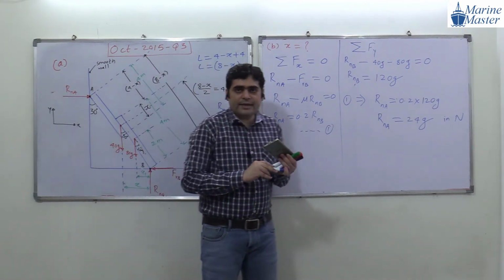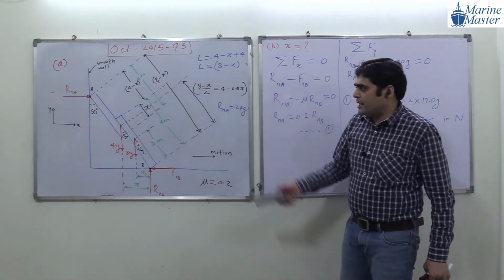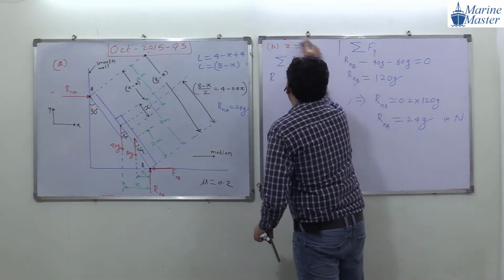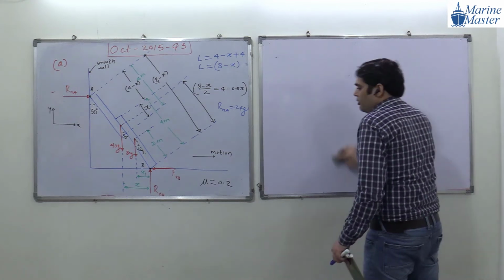Okay, everyone try to see the scenario here. The story is very simple. We have to find out the value of X. And how do we find that value of X? At the end, we are going to take a moment about some point. Which point are we going to take?